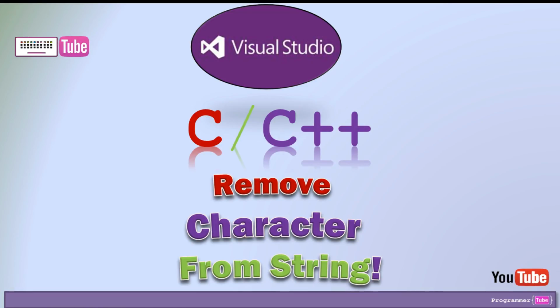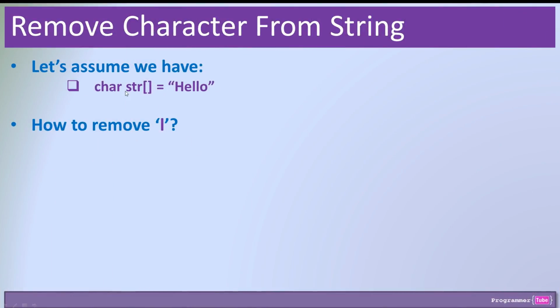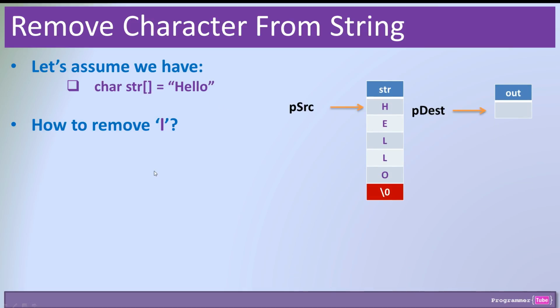Alright, so let's see how we can remove a character from a string. Let's assume we have a string, char str equals hello. How do we remove the L character from this string? First of all, we're going to need two pointers. Let's assume we have a p source pointer and a p destination pointer. Of course, the p source will point to the beginning of our string, and p dist, let's assume there's an output buffer that it points to.